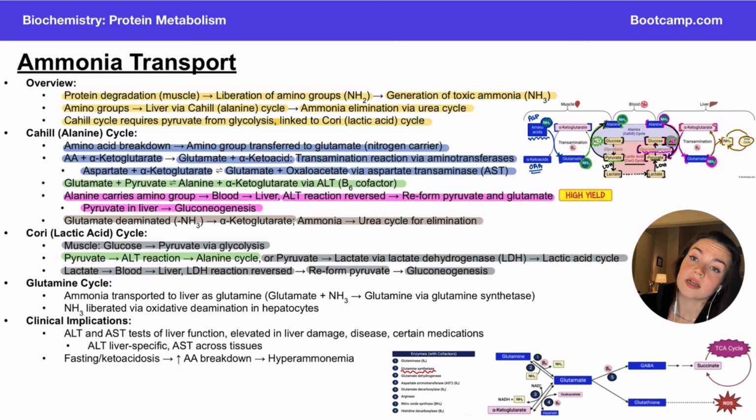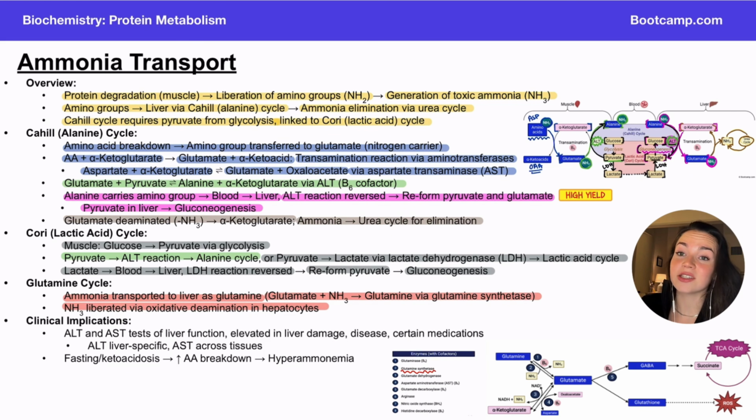So the glutamine cycle is just another way of getting ammonia to the liver. This time we're using glutamate as a transporter, and we're going to add an amino group onto glutamate, turning it into glutamine via the enzyme glutamine synthetase, and use that glutamine to transport the ammonia to the liver. Once we're there, we can liberate the ammonia via oxidative deamination in hepatocytes. So let's talk about some clinical implications here.